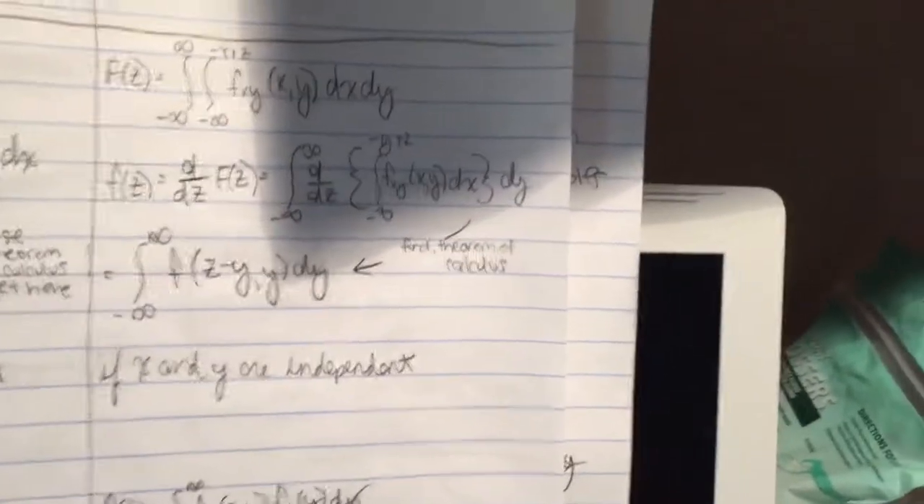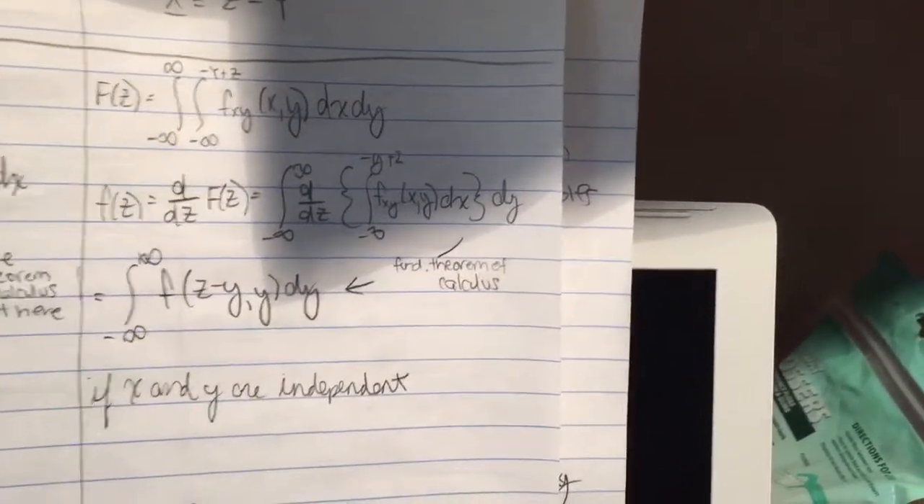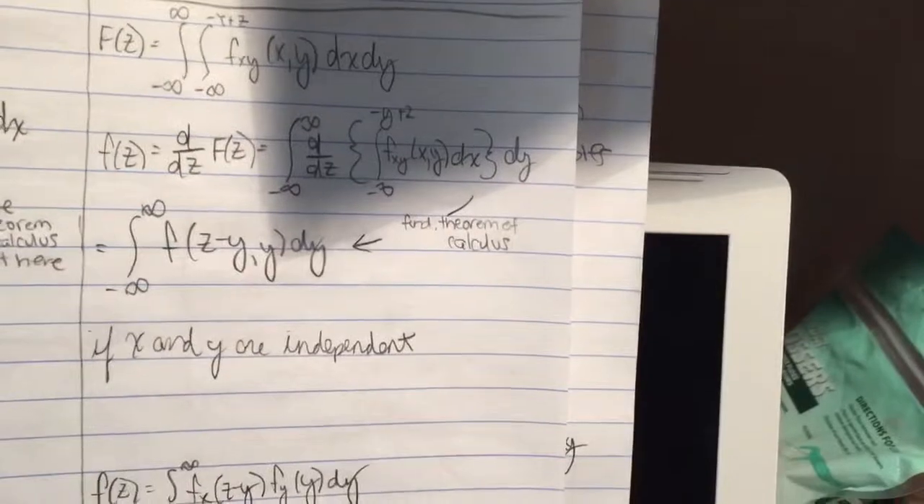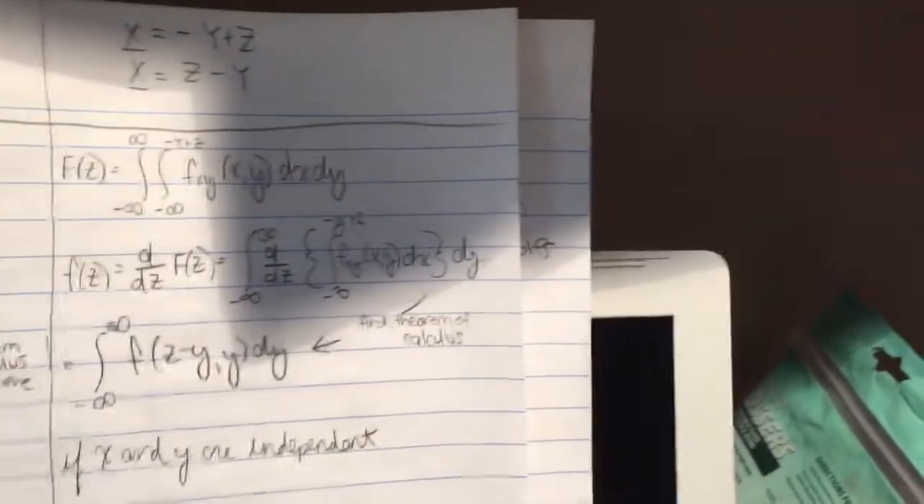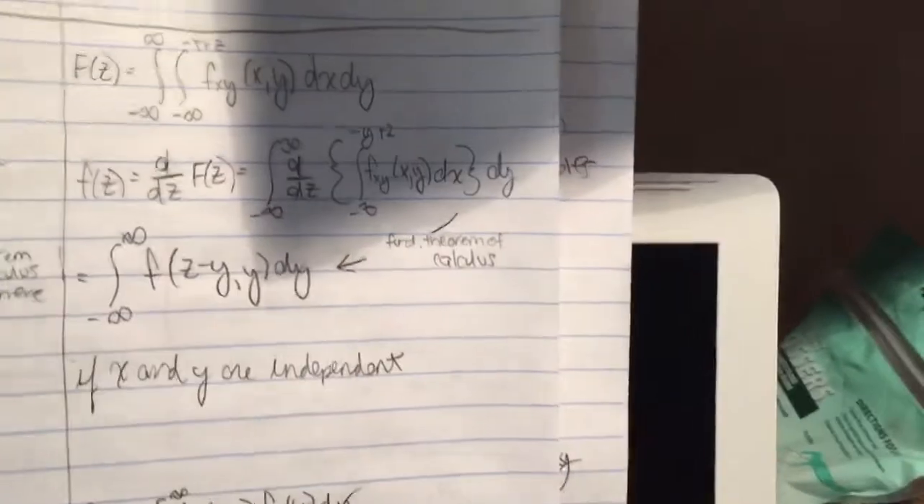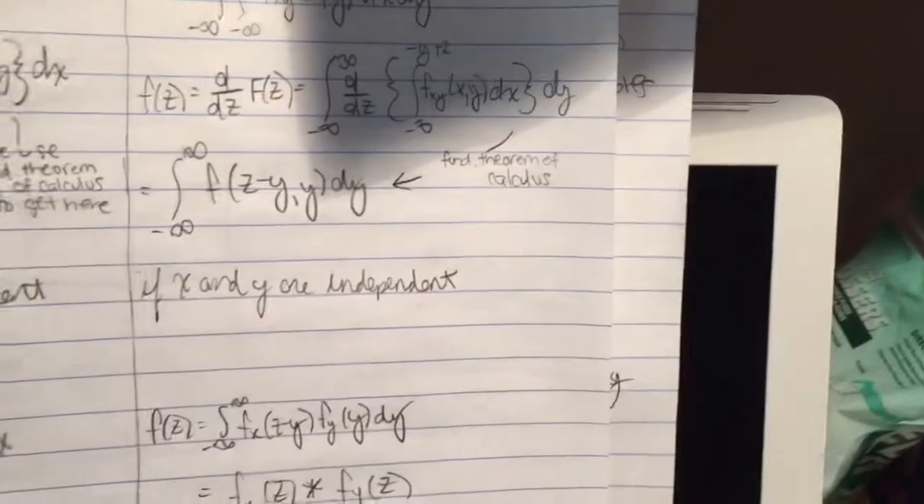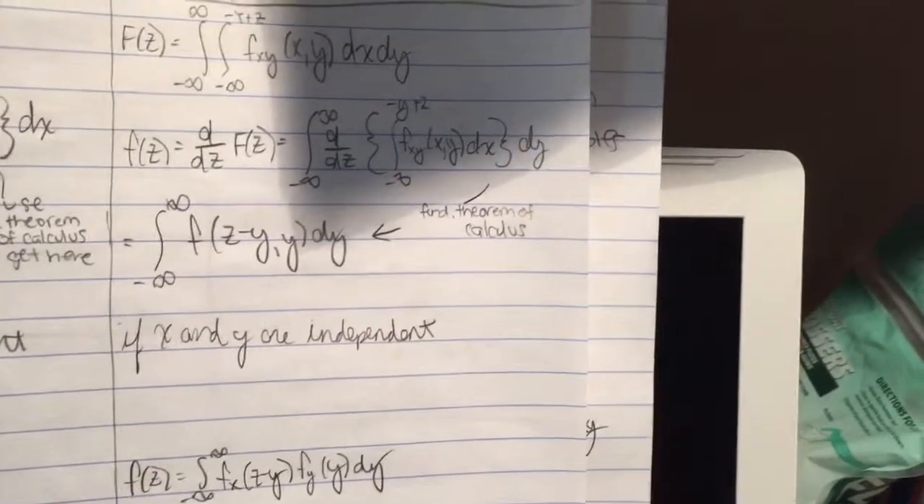Little f of z, again same thing. You take the derivative of big F of z in order to find little f of z. And here is, again, the translated form of the derivative of big F of z, and using the fundamental theorem of calculus, we arrive at the integral from negative infinity to infinity of little f of z minus y comma y, dy.